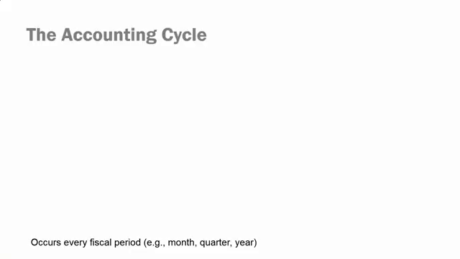This accounting cycle occurs every accounting period. Since most companies have to prepare financial statements and issue a quarterly report, we will see the accounting cycle happen every quarter. But since a company has to prepare financial statements and file an annual report, or a 10-K, this accounting cycle also occurs every year.